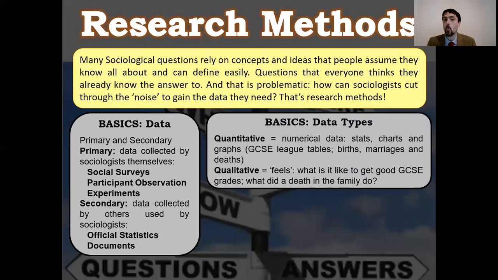And then there is qualitative data. And that is the feels, if you will. So when you ask someone, what does it feel like to get good GCSE grades? How is that different to getting bad GCSE grades? What counts as a good GCSE grade in your book? What does that mean? And also, for example, there was a death in the family. How did that affect the family?